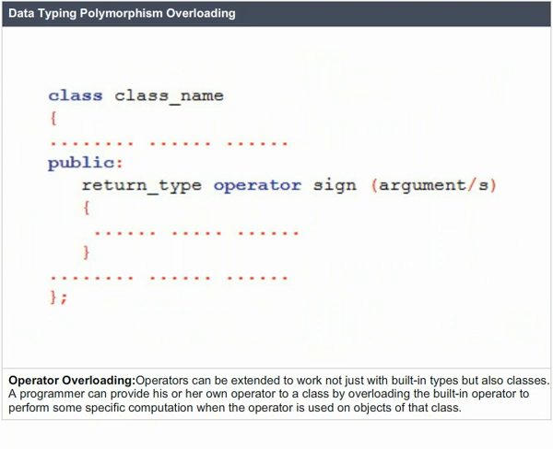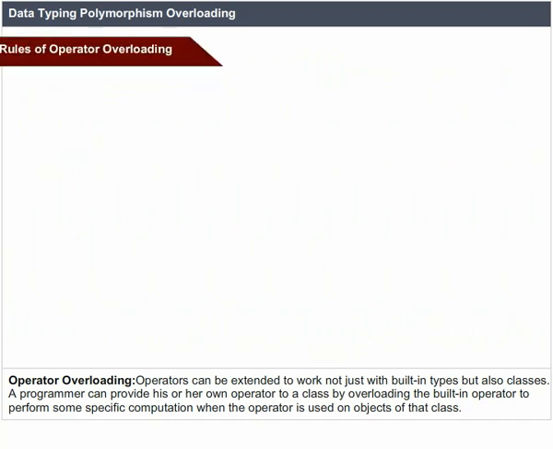Operator overloading. Operators can be extended to work not just with built-in types but also classes. A programmer can provide his or her own operator to a class by overloading the built-in operator to perform some specific computation when the operator is used on objects of that class.